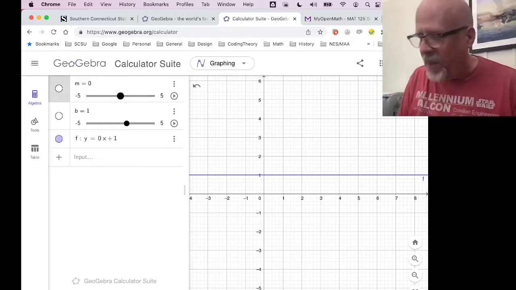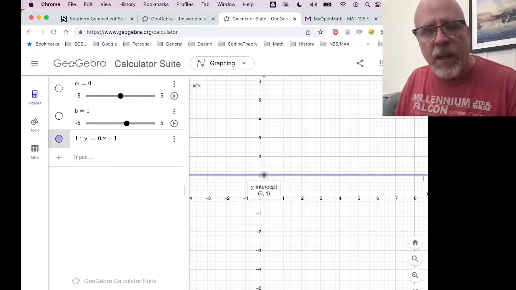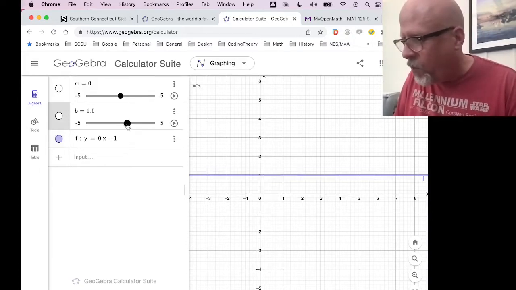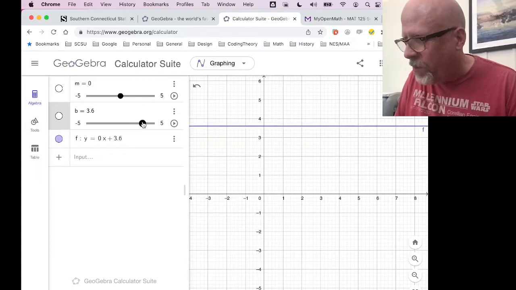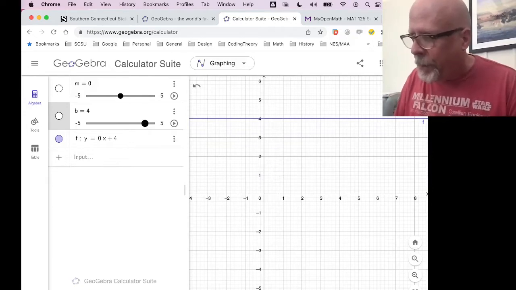What about b? What does b control? It really is this point right here where the line hits the y-axis. That's called the y-intercept. And right now that y-intercept is 1, but if we change b, it'll be some different number. Maybe 4, right?